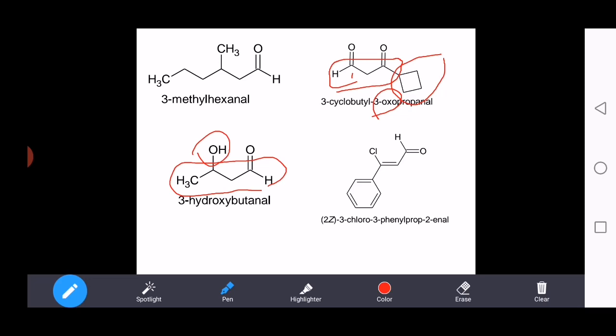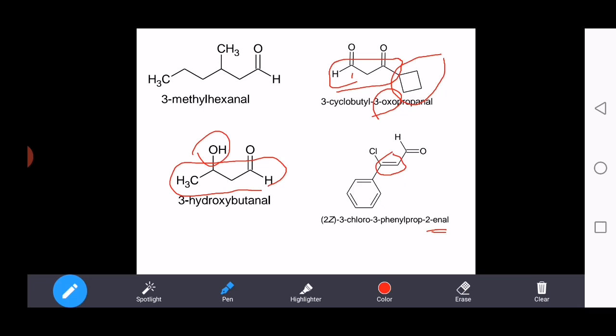And then last, 3-chloro-3-phenylpropenal. Okay, so now it is the same. It involves alkene and then phenyl. Phenyl is benzene. Benzene is lower priority, and alkene is also lower priority compared to aldehyde. But now the name has changed a little. It adds EN, the ending changes to EN. Usually it is propan, but now it is propen, because there is a carbon-carbon double bond here.